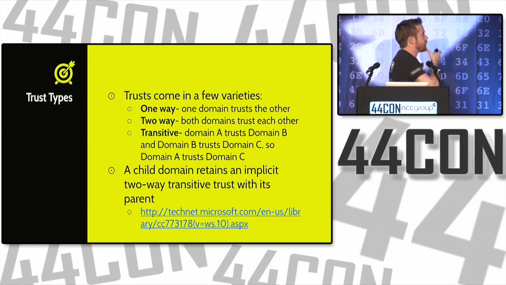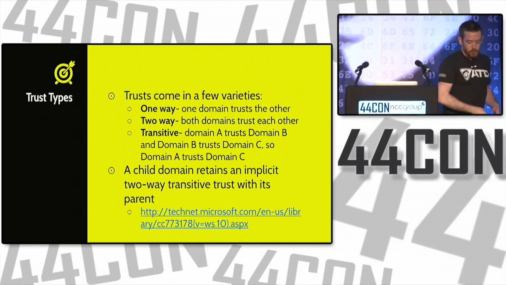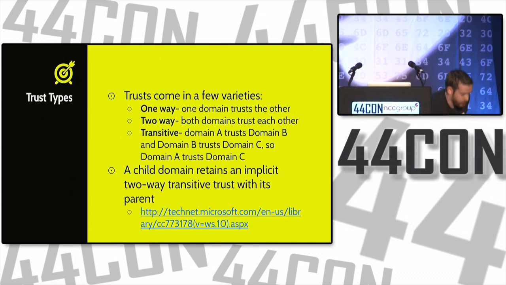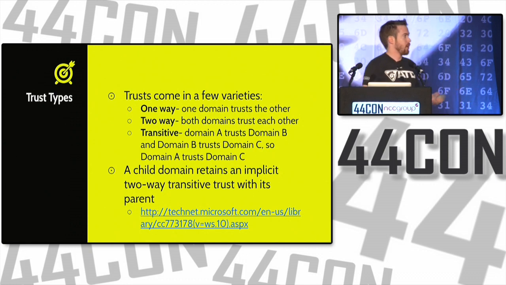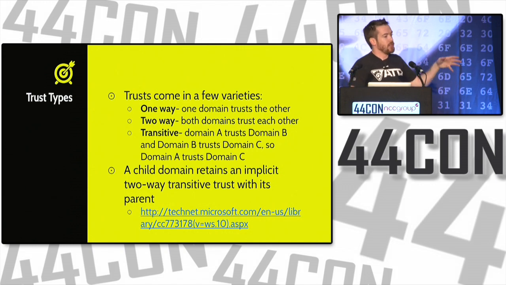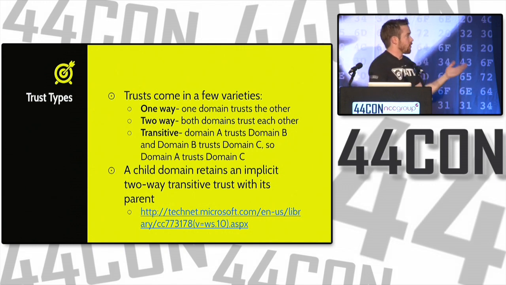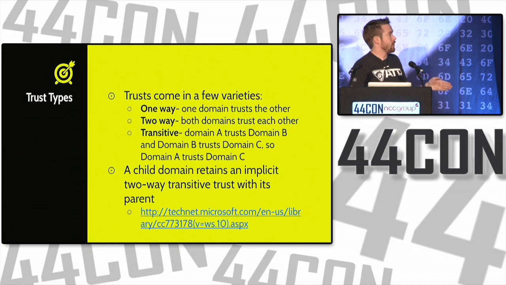So there's a few varieties of trust. You can have one-way trust and two-way trust. And two-way trusts are essentially just two one-way trusts, to where if A has a two-way trust with B, then A trusts B and B trusts A. You can also have transitive and non-transitive trust. If it's non-transitive, A trusts B, but anything that B trusts, A doesn't trust. But if it's transitive, and if A trusts B and B trusts C, then A also trusts C.